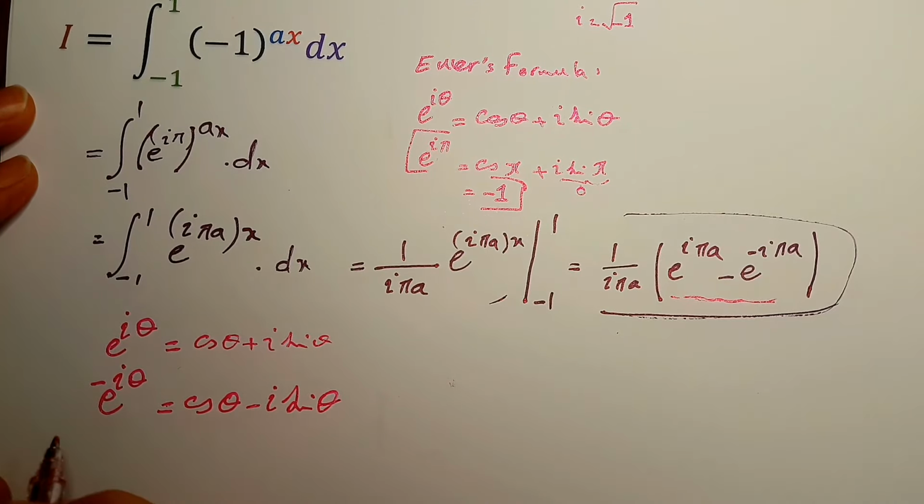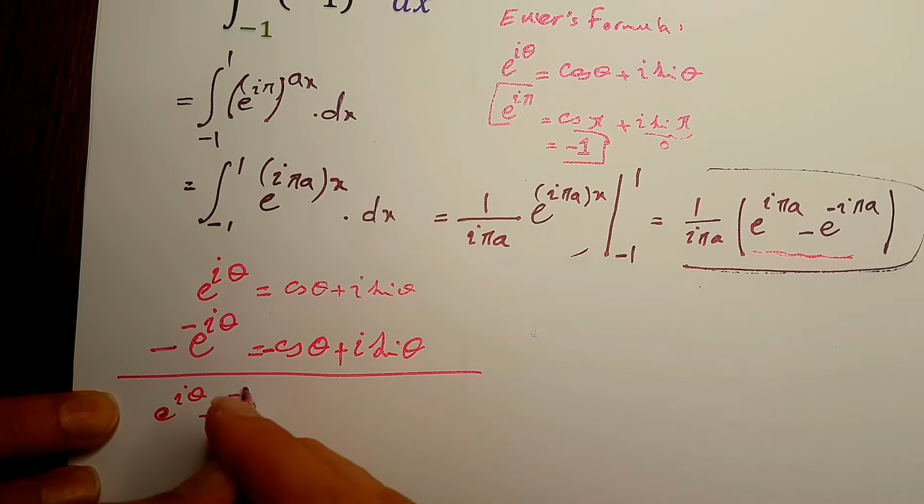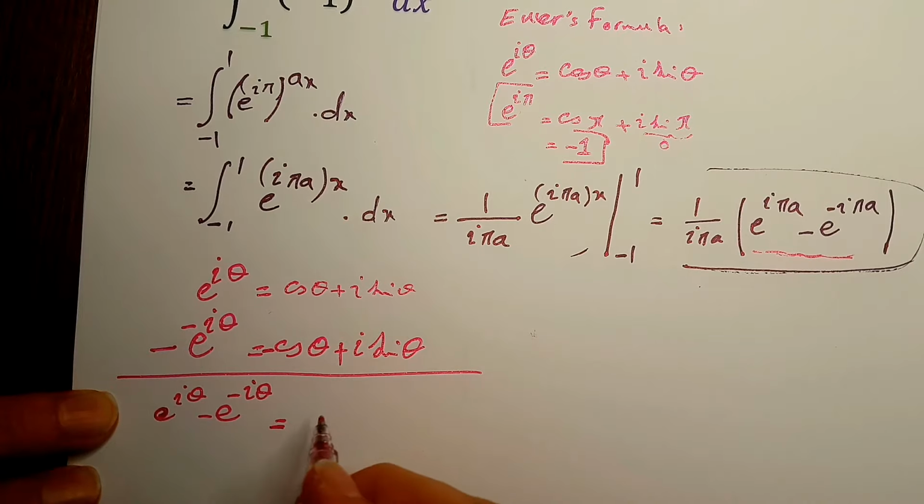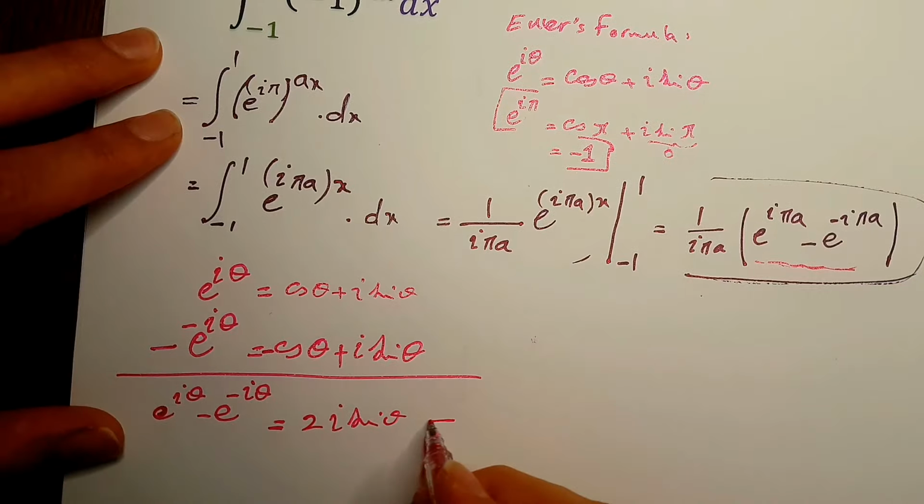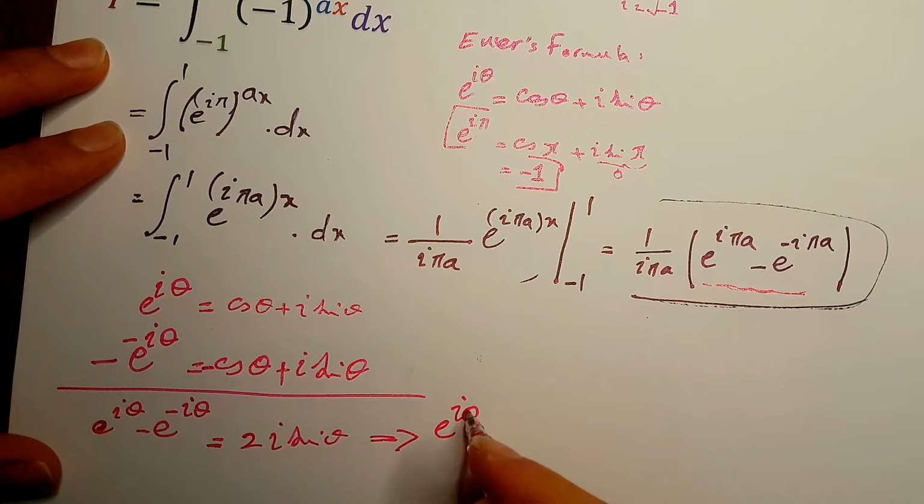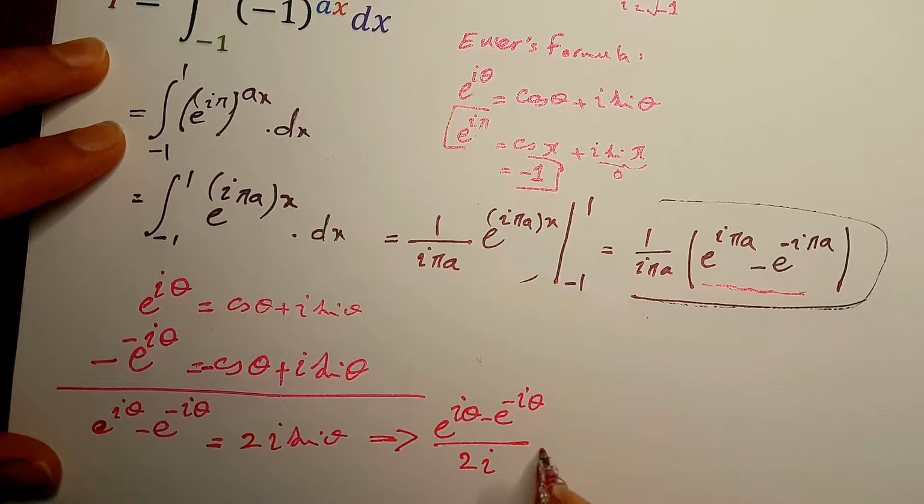Then let's multiply this by a negative 1 and take the sum. We'll have e to the power of i theta minus e to the power of minus i theta equal to, the cosines cancel out, 2i sine of theta. From here, e to the power of i theta minus e to the power of minus i theta, over 2i, is equal to sine of theta.